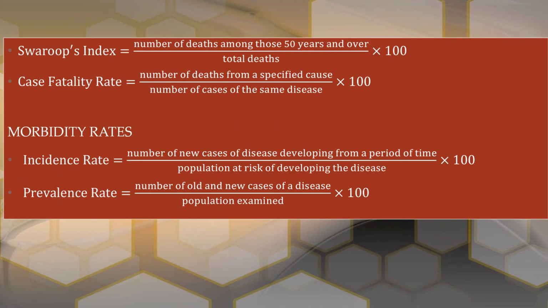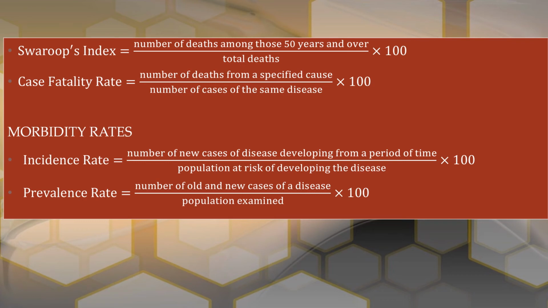We also have the Swarups Index, which is the number of deaths among 50 years and over, divided by the total number of deaths times 100. So Swarups is a good indicator for how we deal with chronic diseases. For example, it would provide us an indicator as to how our healthcare, specifically towards 50 years old and above, is being utilized.